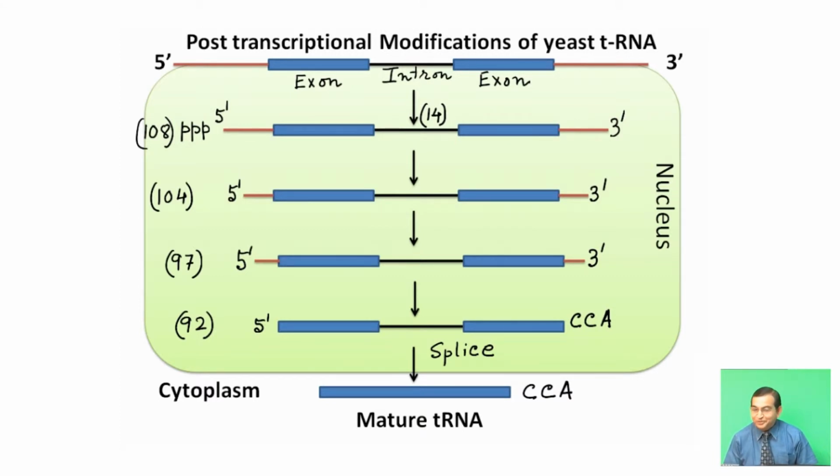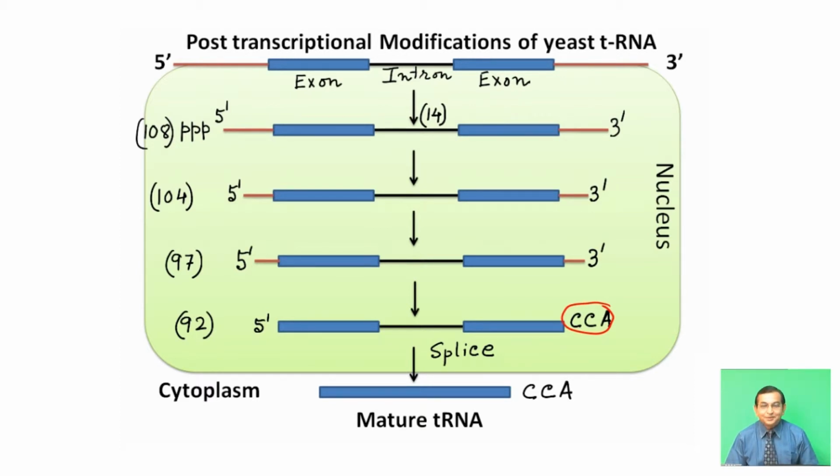So 5' trimming starts in the leader sequence and 3' trimming starts at the trailer sequence, and ultimately a CCA molecule is added at the 3' end. Finally, splicing occurs and mature RNA is released with the CCA end in the cytoplasm.